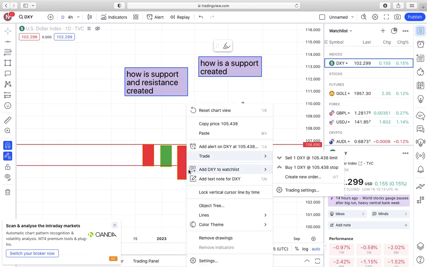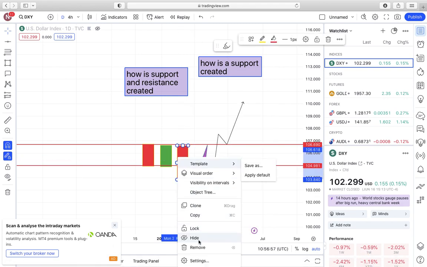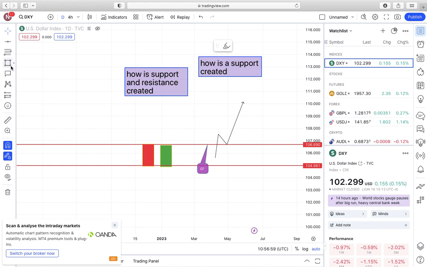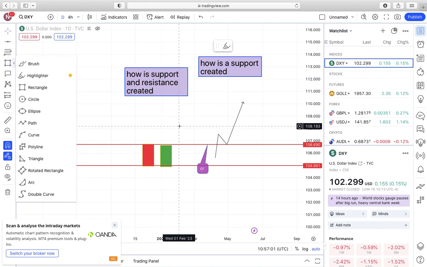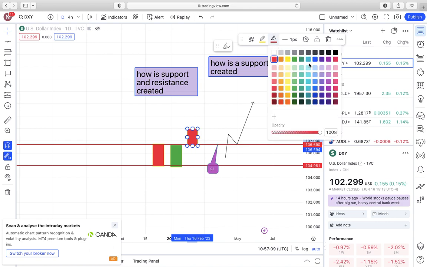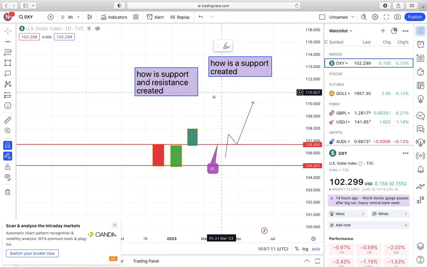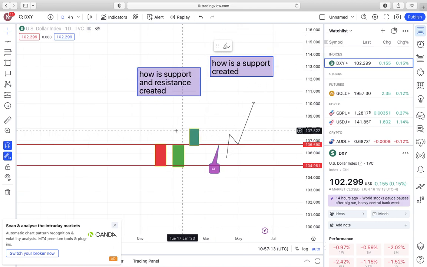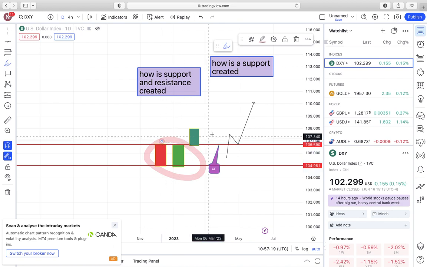Let me remove this because it is going to confuse other people. This is how it is done. When you see another green candle formed, that is called a support. This is called an actualized support because remember, this is the support which was created.